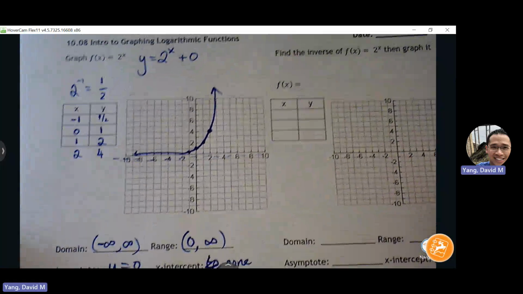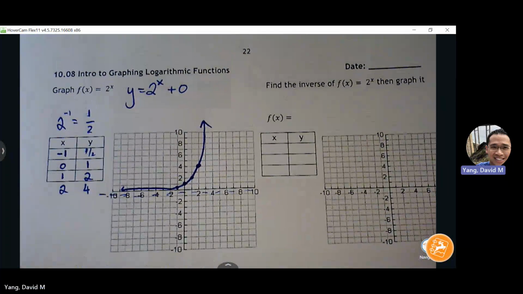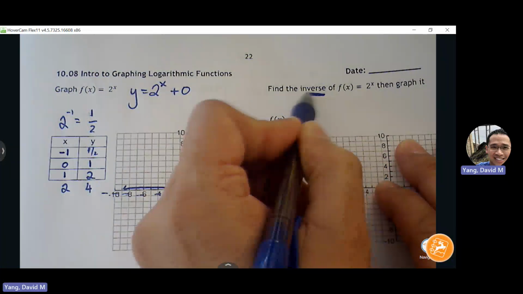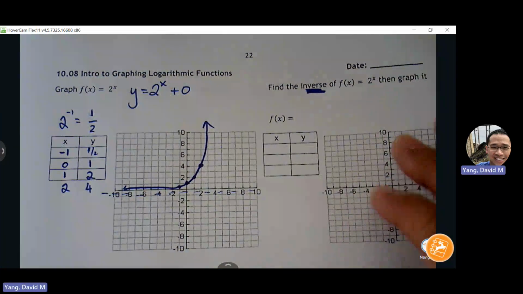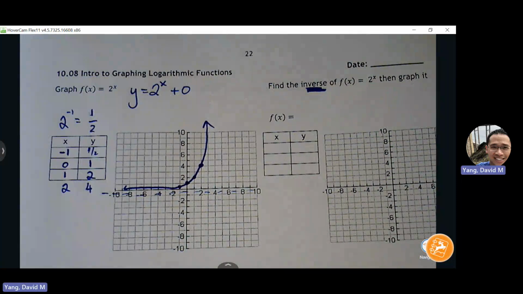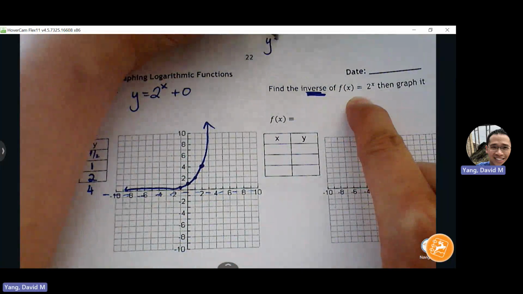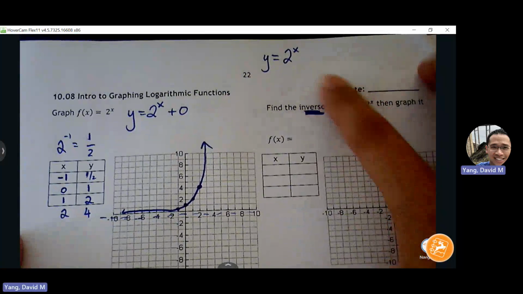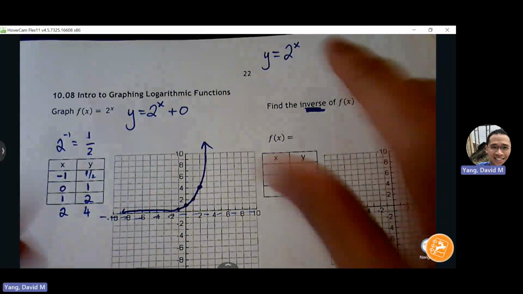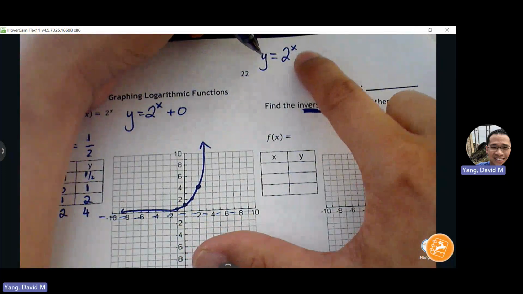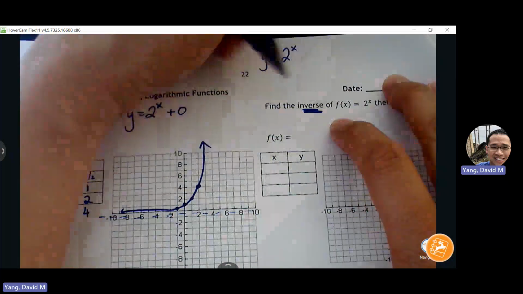Okay, so here's the key link between exponentials and logs. The key link is the fact that they're inverses of each other. Inverses just means that you swap the x and y around. So let's build the inverse function. We start off with y equals 2 to the x. If I want to find the inverse, it's going to turn into a log. The way you do inverse is you flip-flop the x and y, so where you see the y, replace it with x, and wherever you see the x, replace it with y.